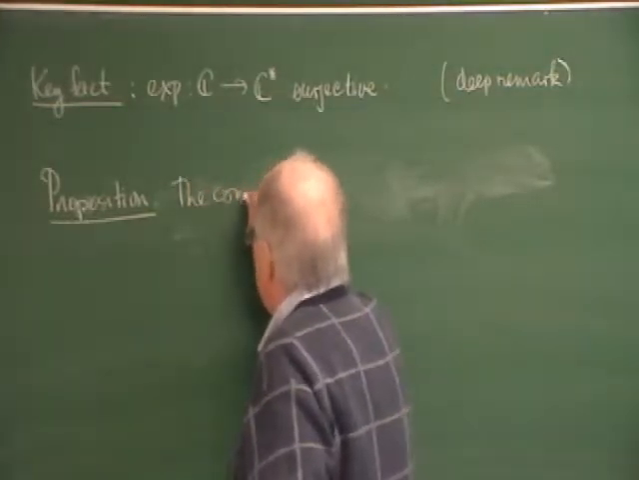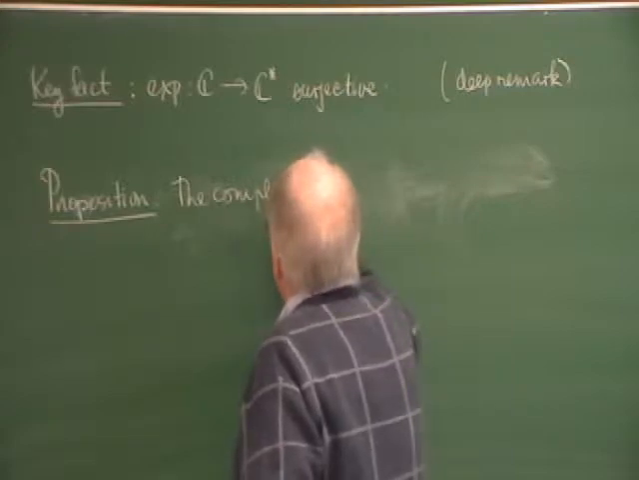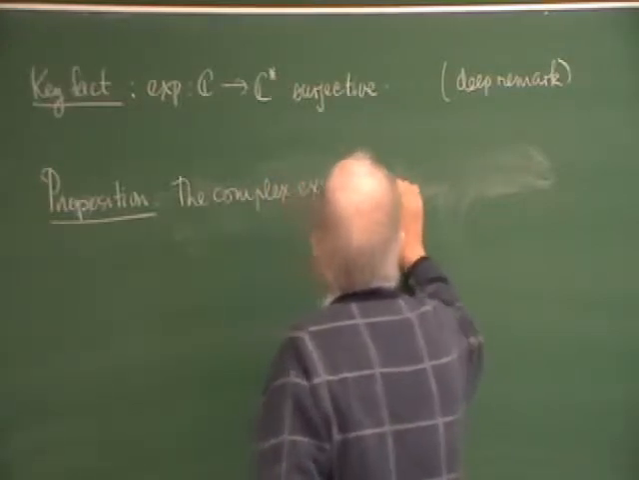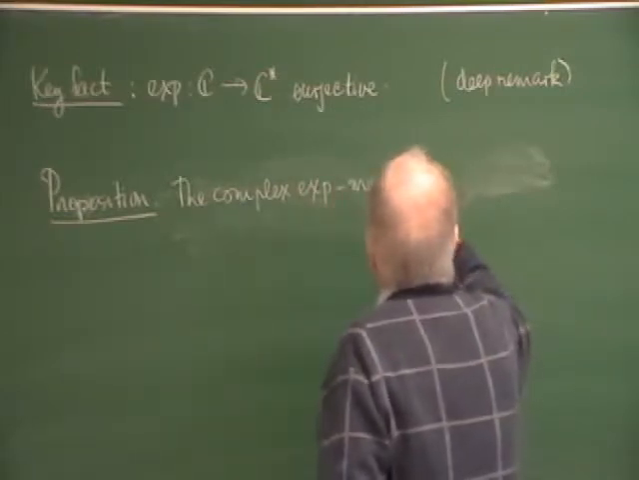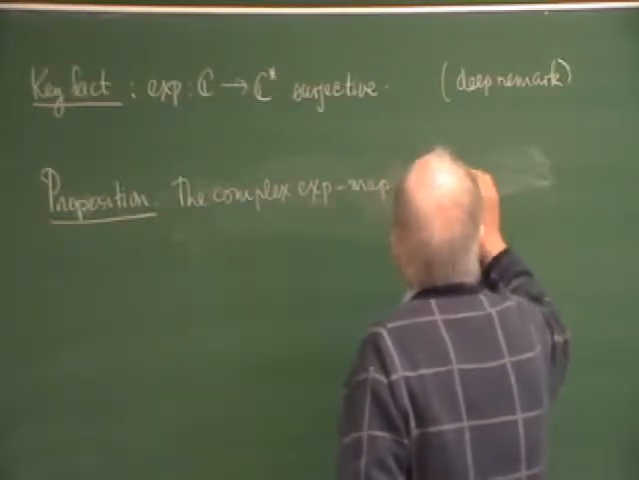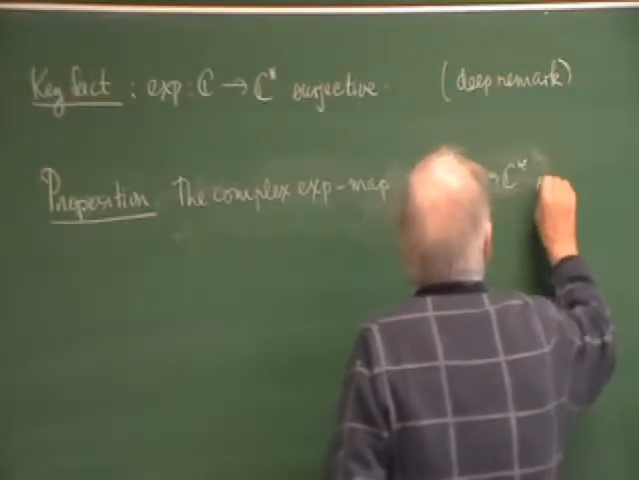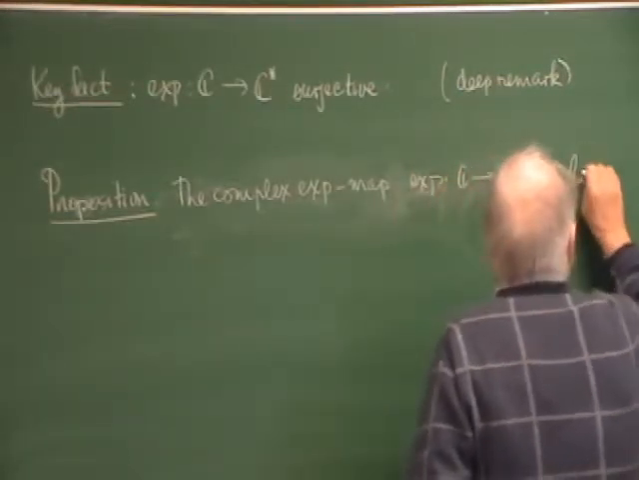The complex exponential function, exponential map, exp map, x. It's always good to write it again from here. C to C star is locally bihomomorphic.